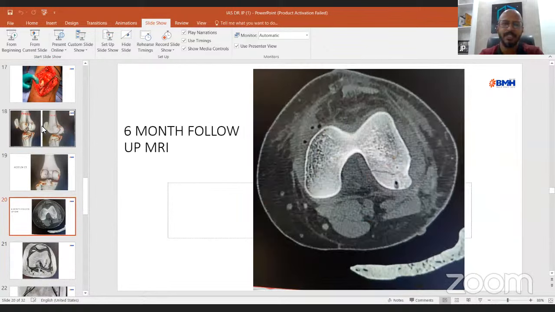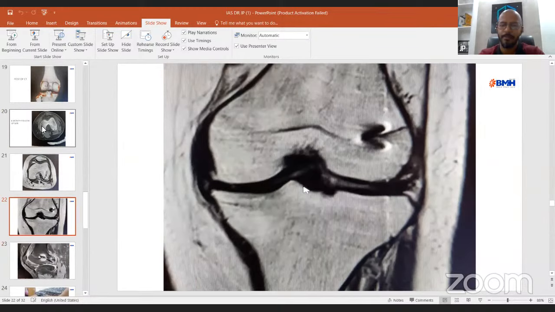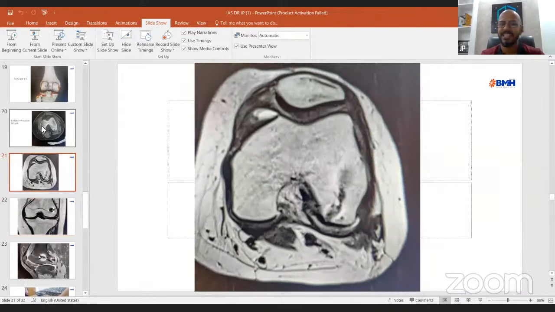And I kept this patient for a 6-month follow-up because I wanted to know whether this is going for any avascular necrosis. So I took a 6-month follow-up MRI also. You can see that the patella is really nicely centered there, and the MPFL is also repaired. So actually, two surgeries were prevented.